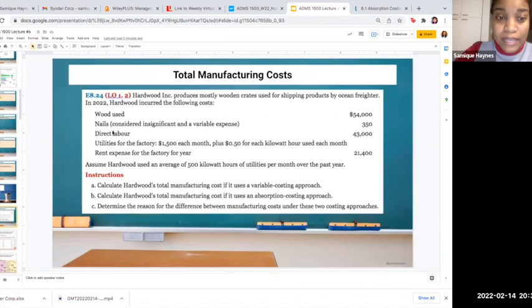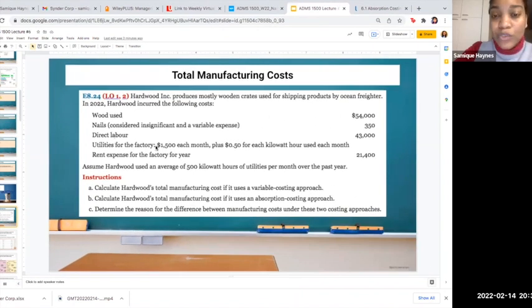Then we have our direct labor, we have utilities for the factory, and we know that utilities for the factory is going to be manufacturing overhead as well. But if you look here, there's a fixed portion, which is 1,500 each month, and then there's also a variable portion, okay? So this part is the fixed overhead and this part is the variable manufacturing overhead. And then we also have the rent expense for the factory for the year of 21,400.